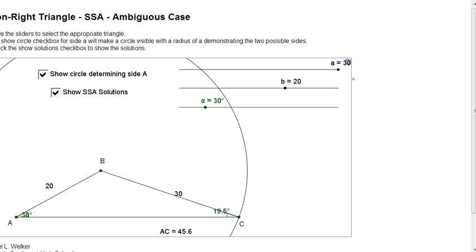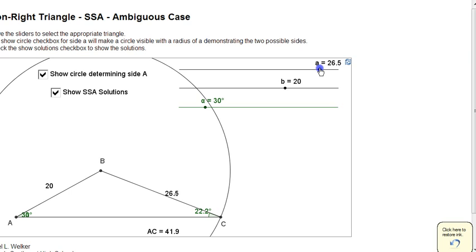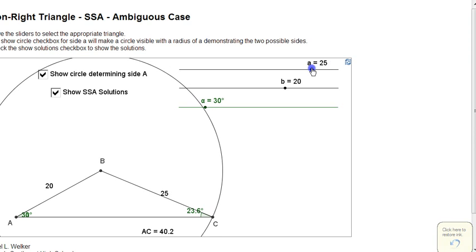That's 30. Okay. I thought we needed 25. Yeah, we want 25. But we can see that it would also work with 30. I could also make this longer. It really could be any length. This is going to get longer, longer, longer, and have a smaller angle down here. You can see there's 19.5. And as I move it back down, then that angle gets bigger. And so at 25, you have a solution, you can see that it's 23.6 degrees, right? So there's only one possible solution.